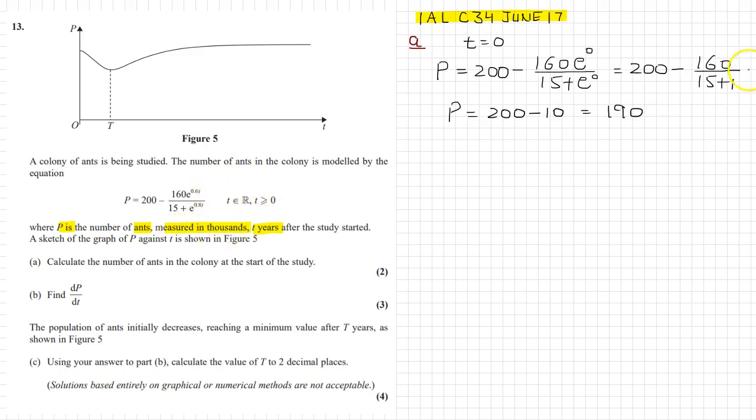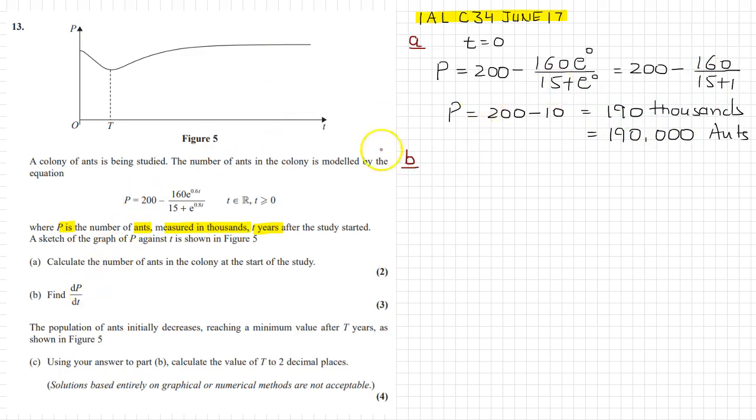These are measured in thousands. So 190 thousands. Or you can write 190,000 ants. Part B. You have to be careful to answer this here. Don't just write 190 ants.